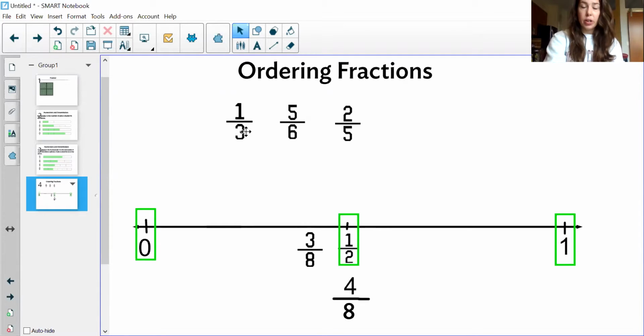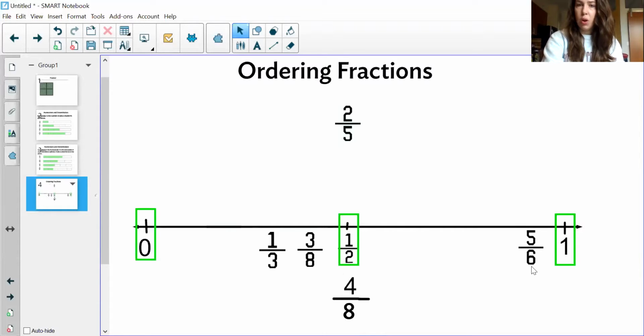Now, 1/3 is also going to be less than 1/2 because thirds are smaller than halves. Like we saw before, if the numerators are the same, a larger denominator means that the pieces are smaller. So it's also going to be less than 1/2. Now 5/6, well, that's more than 1/2 because 3/6 equals 1/2. I also know that 5/6 is only 1/6 away from 6/6, so it's going to be really close to 1.